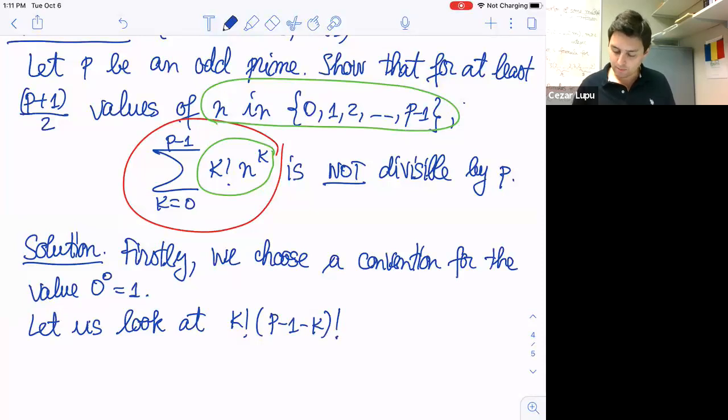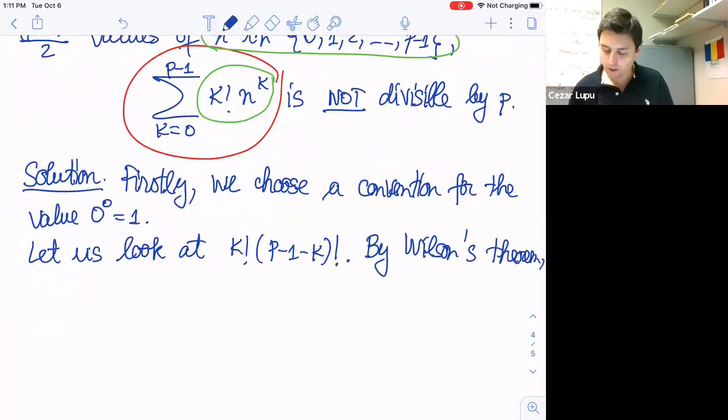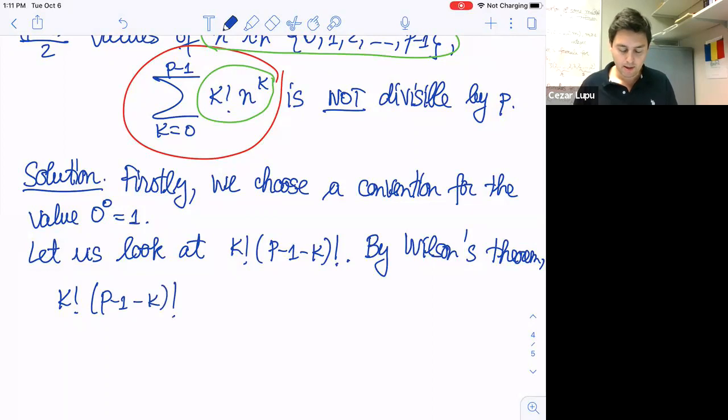So by Wilson's theorem, what do we have? We have that this guy, k factorial times p minus 1 minus k factorial, will be congruent with negative 1 to the power k times p minus 1 factorial, right? Because p minus 1 minus k factorial will be one of the terms of p minus 1 factorial.